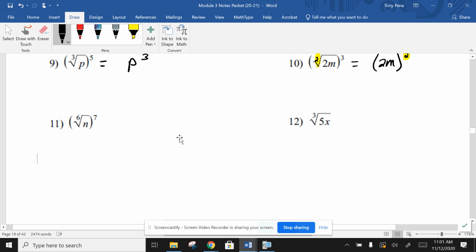Now, other two, pretty straightforward. No tricks here. This is your n. The 6 has to be your denominator, and then the exponent is your numerator. Number 12, actually. Yeah, go ahead and do number 12 real quick. Make sure we got that one.